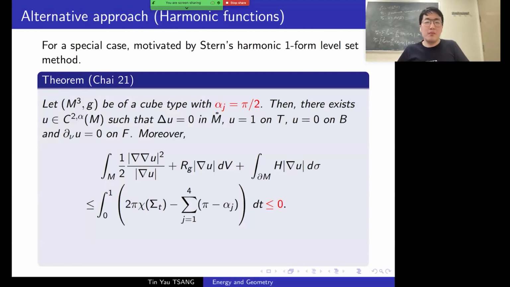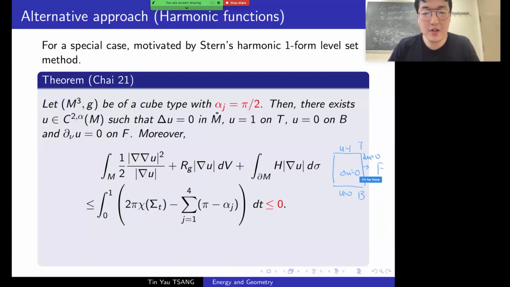On the other hand, motivated by Stern's harmonic one-form level set method, Xiao Xiangchai has shown the following formula. So the scenario is as this. Let M g be a cube with all the angles equal to π/2. Then he showed that there exists a C2 alpha function which is harmonic. Moreover, let me draw a picture. T means the top face, B means the bottom face, and then U equals 1 here, U equals 0 here, and F just means side faces. Here, the normal derivative will be 0, harmonic inside.